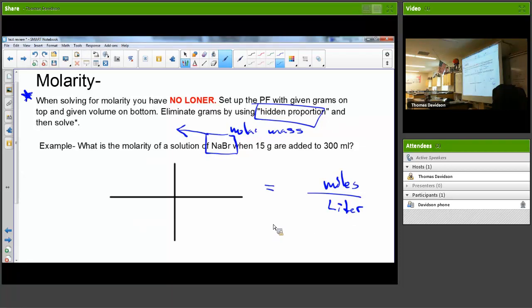All right, now, here we go. It says set up the picket fence with the given grams on the top and the given volume on the bottom. You always start on the left with what I give you. What numbers did I give you? 15 grams per 300 milliliters. So it says what on top? 15 grams, 0.3 liters. Okay?